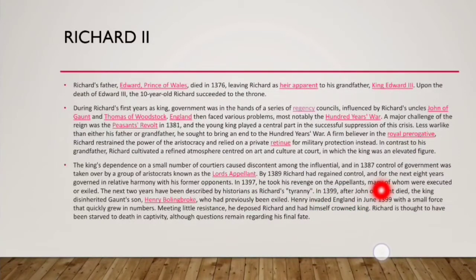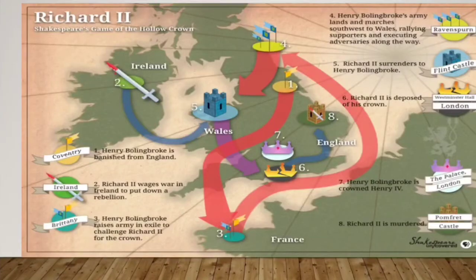So Henry Bolingbroke thus became the king. This Henry Bolingbroke is our hero, Henry IV. Richard is thought to have been starved to death in captivity, although questions remain regarding his final fate. So we don't know what happened to Richard. Some say that he was starved to death. Anyway, he was killed.